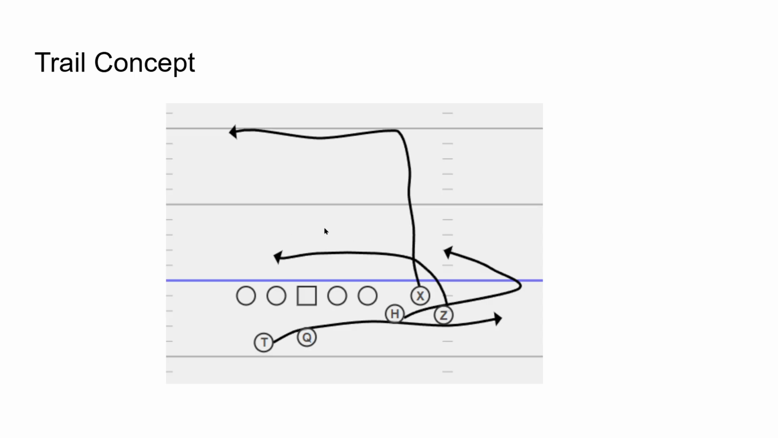It depends. I mean, we may be able to get it out by the second progression, but we have that trail route as a third option, and then have it kind of like a flash fake look where the T will go to the flat. So that's kind of an example of a full progression.